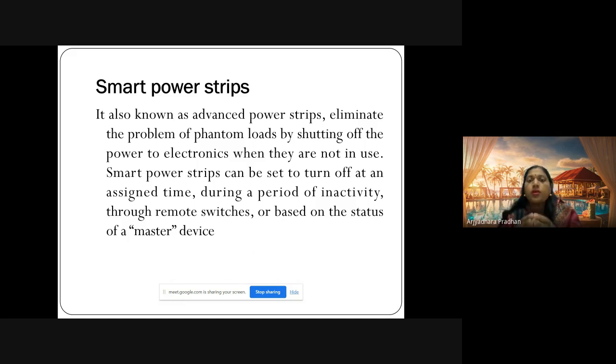Now these smart power strips can be set to turn off at an assigned time during a period of inactivity, through remote switches, or based on the status of a master device. So by doing this, even if your mobile phone or your laptop is in standby mode, you will not be getting that slow current. Rather, you are slowly conserving energy.